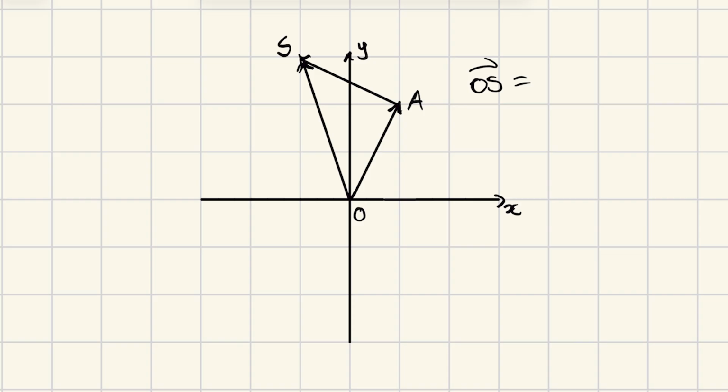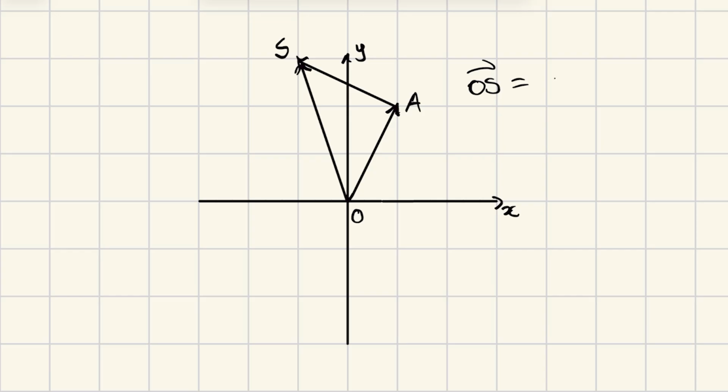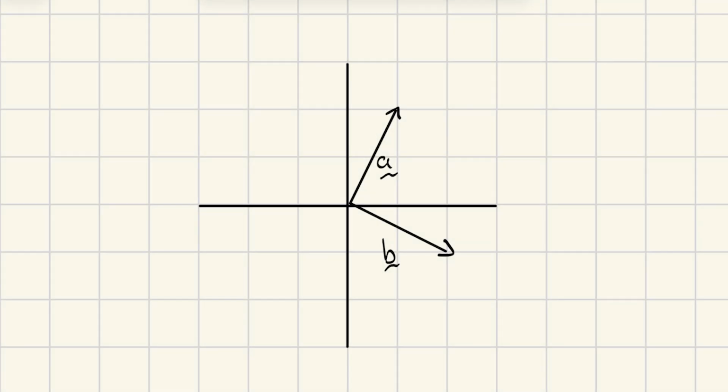So OS, that's this path, but we can also get to OS by going through this path and then this path. We can get to OS by first going from O to A, and then from A to S. That's just some notation. Now, subtracting vectors is almost identical to adding vectors.